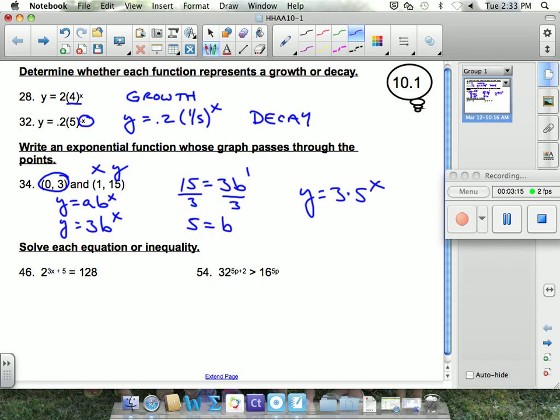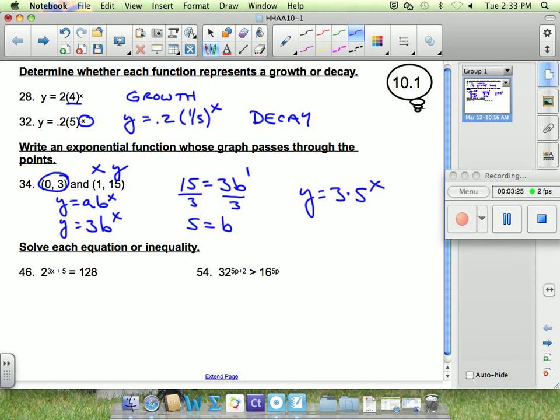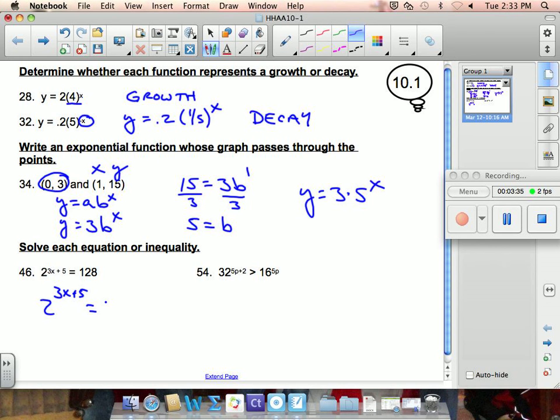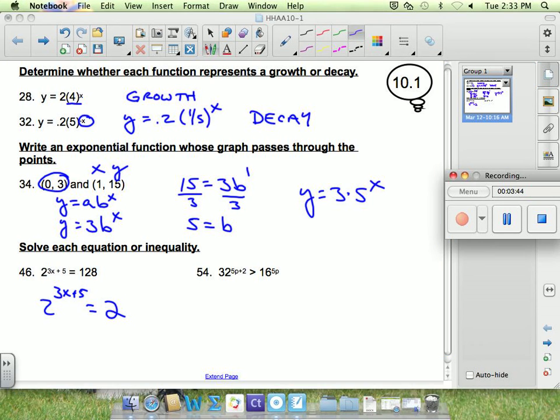Last type of problem. We're going to be solving for a variable which happens to be an exponent. Now, there's not much in our bag of tricks to do that. The only way we're going to be able to solve something like 46 is if I leave 2 to the 3x plus 5 alone. But then 128 has to be written as 2 to some power. If I can have both bases the same, then I'm going to be able to solve it.